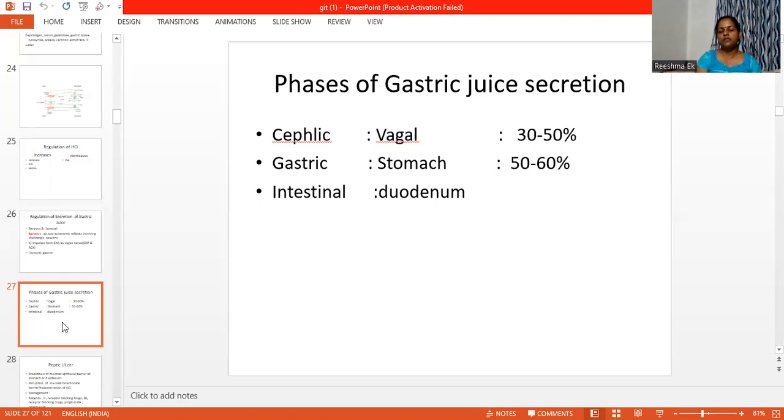Then second is the gastric phase. The gastric phase is the secretion of gastric juice by the entry of food in the stomach. And in the intestinal phase, there is secretion of gastric juice by the entry of food into the small intestine, that is the duodenum. The first part of the small intestine is the duodenum. So 30 to 50% of gastric juice is secreted in the first phase and 50 to 60% in the second phase. A very small quantity of gastric juice is secreted in the intestinal phase. Of these phases, the gastric phase is the most important.